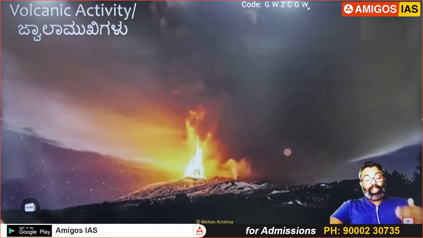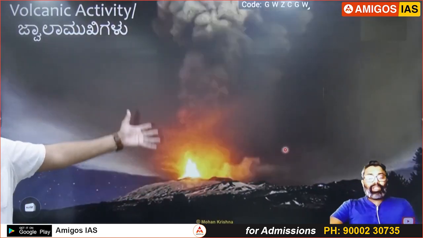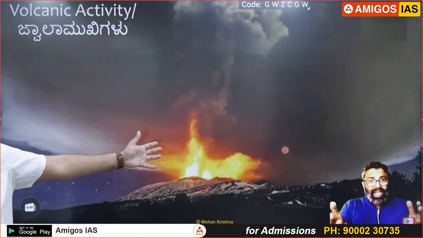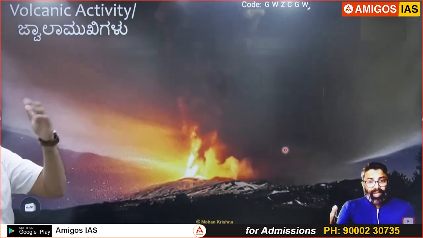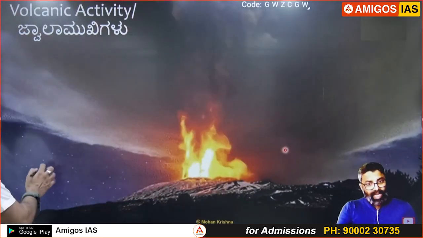Then gradually degassing occurred, volcanic activity occurred like this, smoke and dust came, all of them got encircled around earth, forming our new atmosphere. Secondary atmosphere was formed. Without the magnetic field, we wouldn't have had our secondary atmosphere. So please remember this.